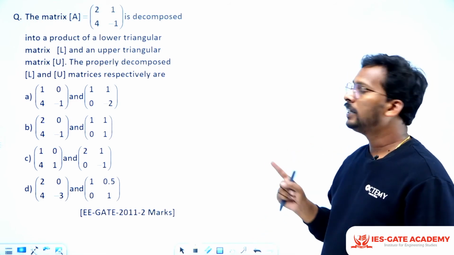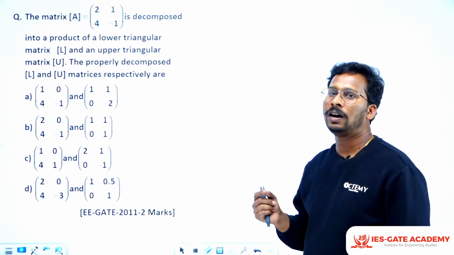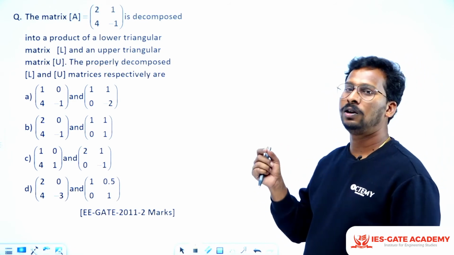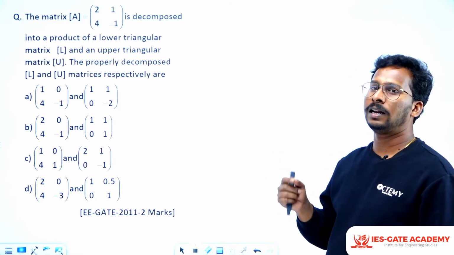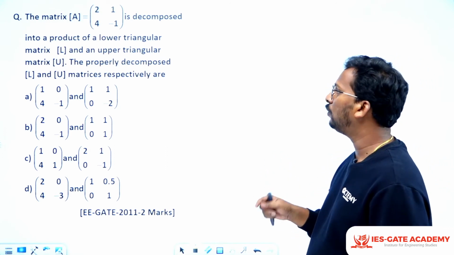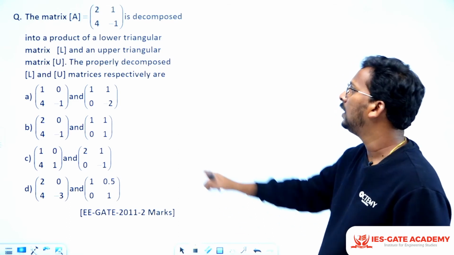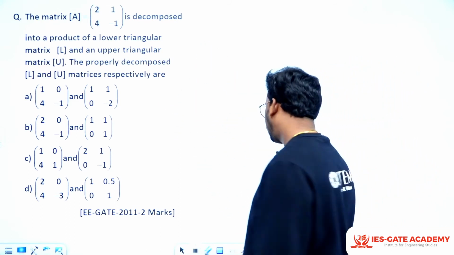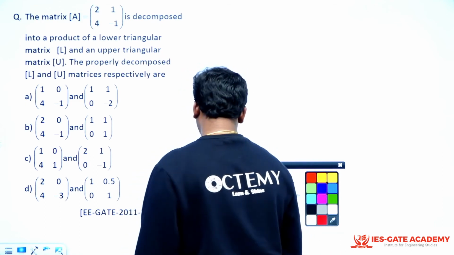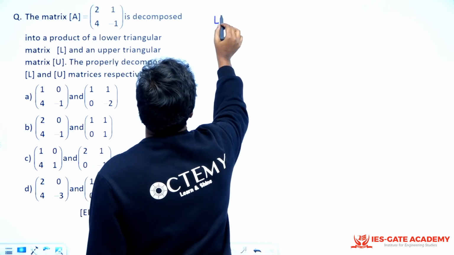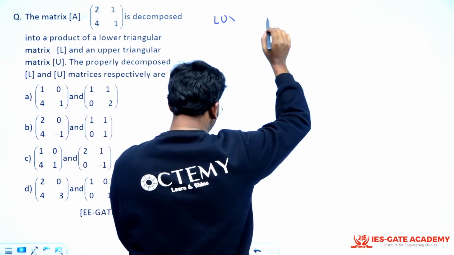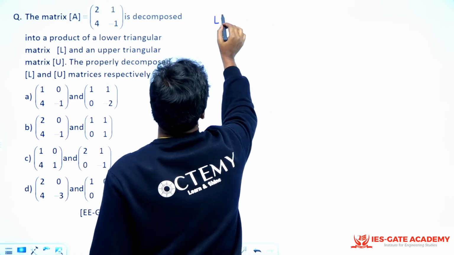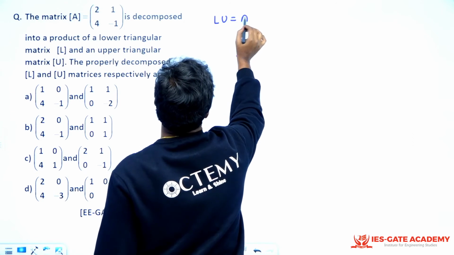And nothing is specified, so you have to take default as your Doolittle's method, sir. That is lower triangular matrix and upper triangular matrix. If you don't know this method, you can just multiply this and equate it to A. Right? That is also another way. Since we know this method, let us do it with the method only. So we know that LU is equal to A.